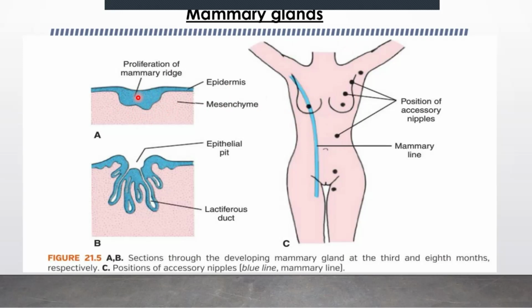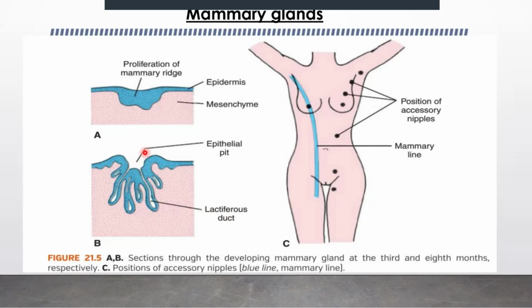And then this proliferation will give us mammary buds. The mammary buds will become 15 to 20 of them. After that, the mammary buds will canalize to form the lactiferous ducts. Then we'll have the mesenchyme below proliferating, enabling this epithelial pit, which is inverted, to become everted. So due to the mesenchymal proliferation, it will become everted.